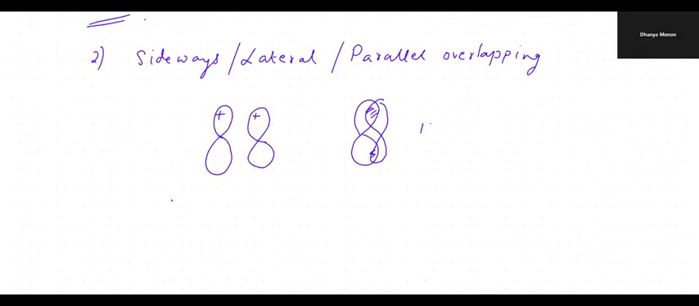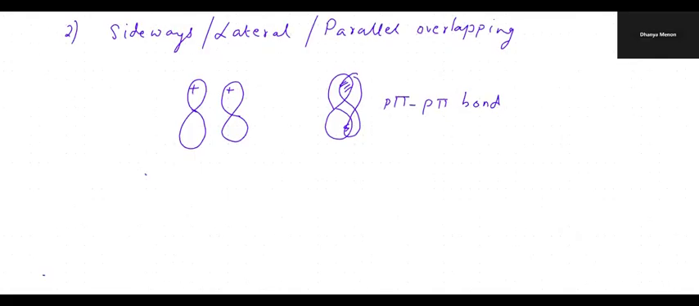Pi bond. And also, always in any molecule, first the sigma bond is formed and then only the pi bond is formed. When we practice one molecule, we will come across this information. Always in a molecule, first which type of bond is formed? Sigma bond, then only pi bond is formed.